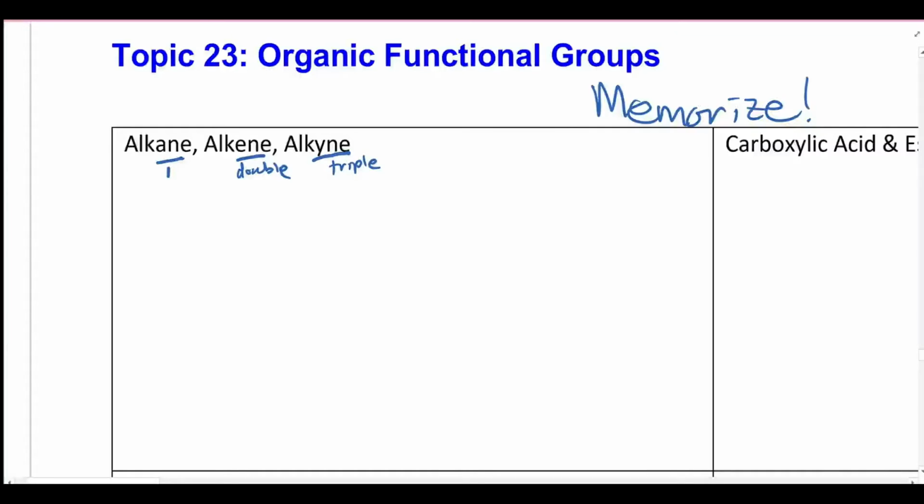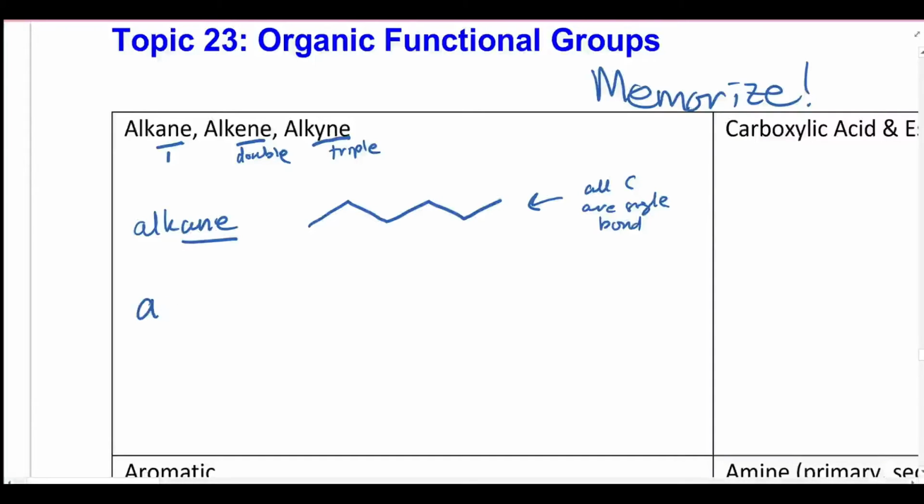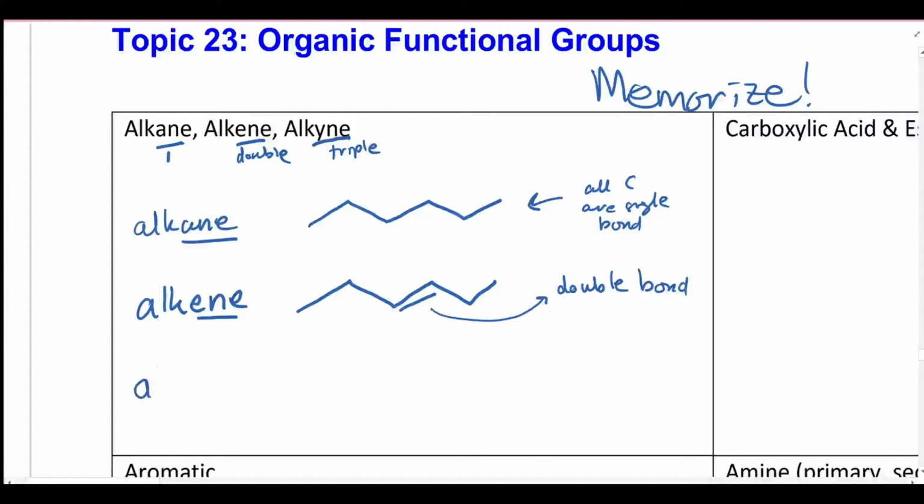So these are some of the examples. This is an example of an alkane. It is something that looks like this. All of these carbon molecules, all the carbons are single bonded. An example of an alkene with an E is something like this. You can notice that here we have a double bond. And the last one, we can have an alkyne.